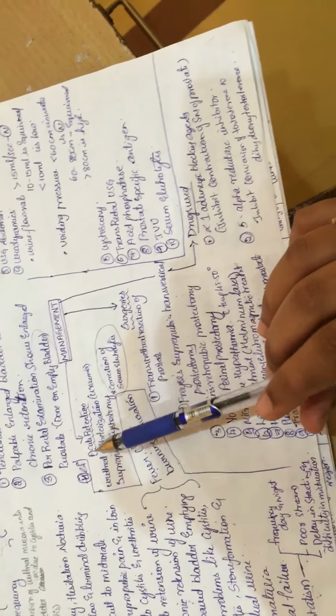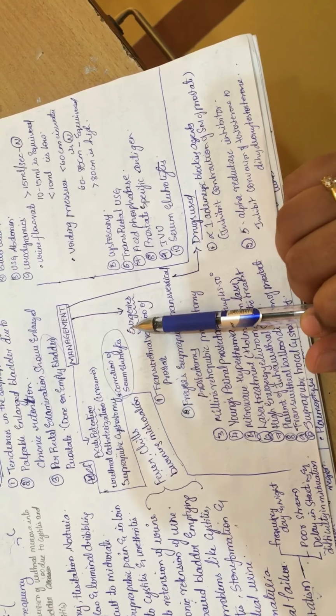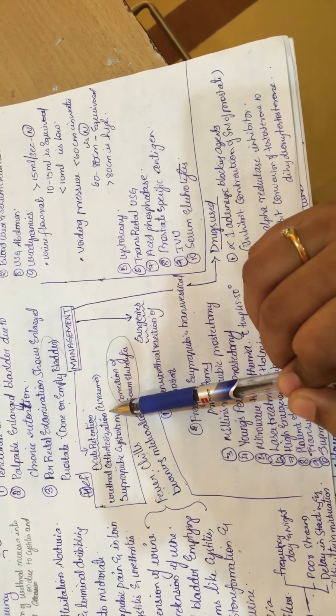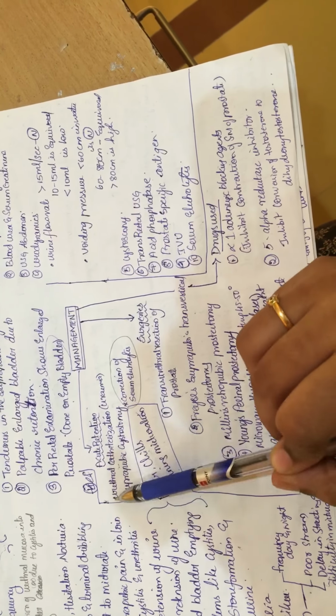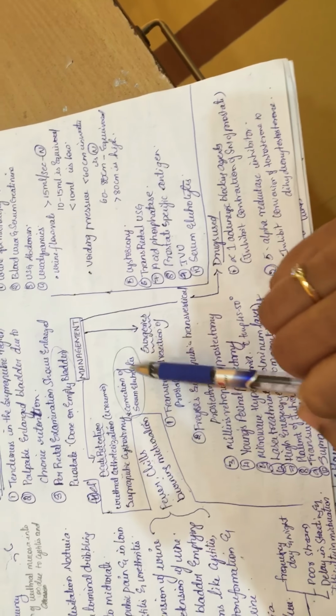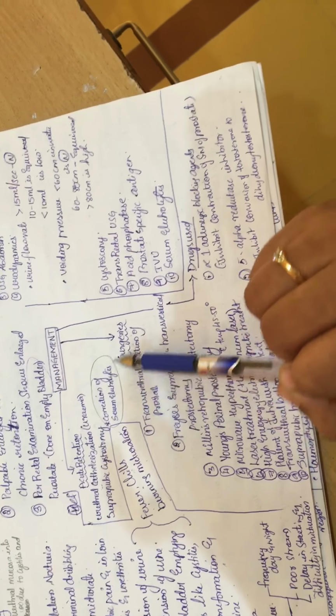Management is done in 3 stages: acute retention, surgeries and drugs. In case of acute retention, urethral catheterization is done. Urethral catheterization is also done in uremia, and suprapubic cystostomy is done, along with correction of serum electrolyte balance.